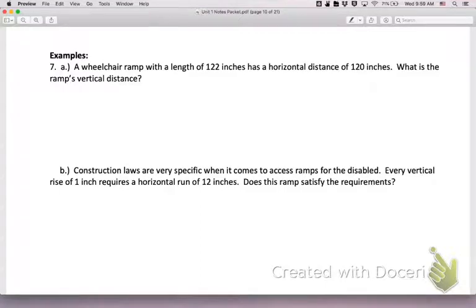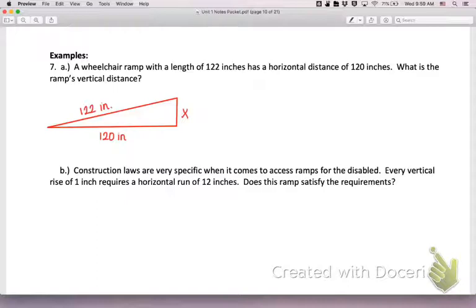So let's start by drawing a picture of what we have here. So we have a ramp that looks something like this, and we know that the length of the ramp is 122 inches. All right. It also tells us that the horizontal distance, so that's going to be this bit right here, the horizontal distance is 120 inches. And we are trying to find the ramp's vertical distance, which is going to be this right here.